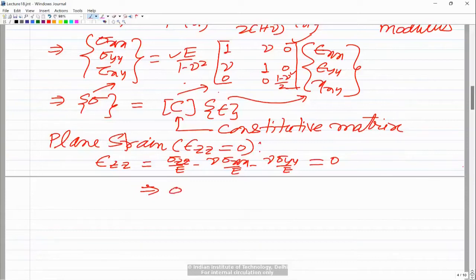So you would see that in this case you can cancel out this E and this E, because epsilon zz is 0. So you would find that this simply gives you sigma zz equal to nu times sigma xx plus sigma yy. So in case of plane strain, the normal stress along the thickness direction, which is a very large thickness, is equal to nu times sigma xx plus sigma yy.